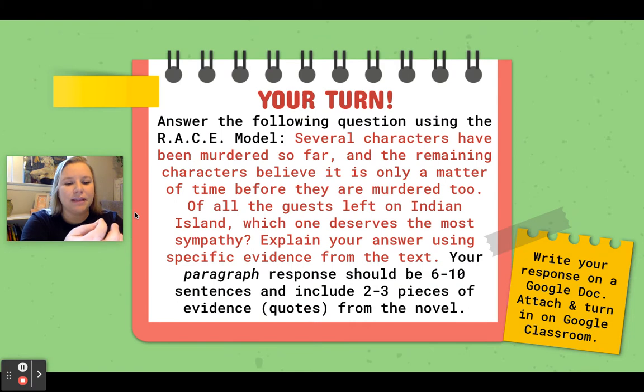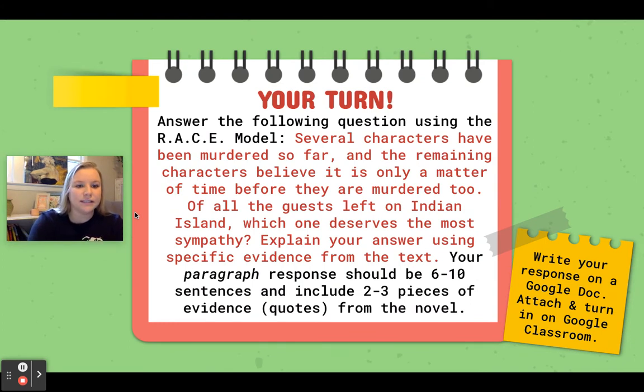So remember, sympathy, opposite of, or really in that same realm of empathy and apathy. Sympathy means you feel bad for them. So which one of these characters that are left on the island should you feel bad for? We just lost Mr. Rogers, so that leaves Emily Brent, Vera, you have Philip Lombard, Dr. Armstrong, Mr. Blore, and Justice Wargrave. Those are the people that are left.